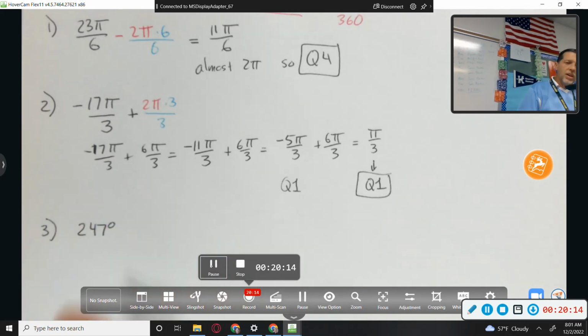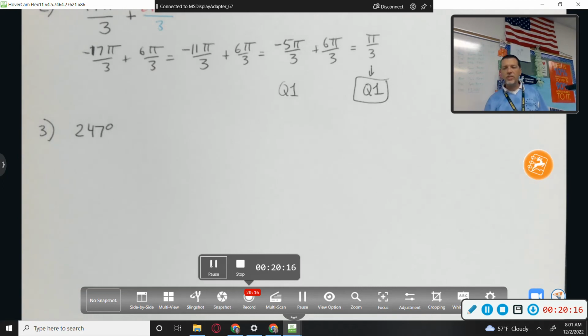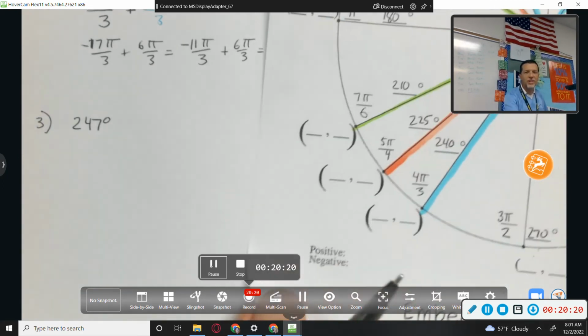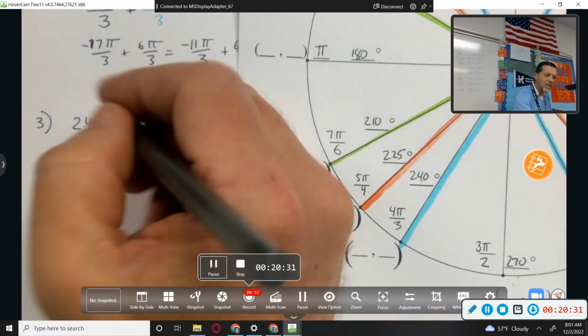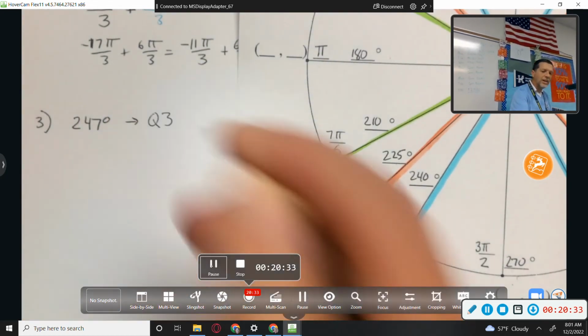All right, I think that one's easy. How about 247? What quadrant's that in? Especially if you're looking at the unit circle. Where does 247 fall? The third quadrant, right? It's a little bit past 240, and it's not to 270. So that's quadrant 3. I didn't have to do anything with that.